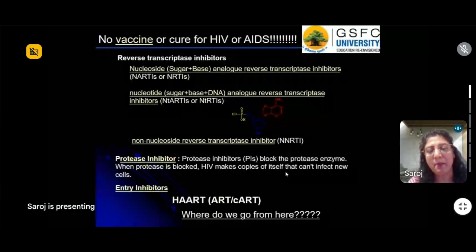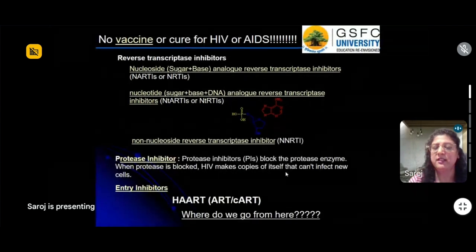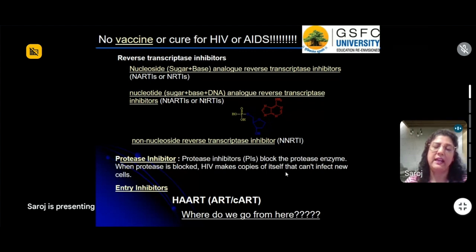So what is the strategy that we have come up with? We have developed something which is called HAART, highly active antiretroviral therapy. It can also be called ART, which is antiretroviral therapy, or CART, which is combination antiretroviral therapy. What does HAART have? HAART is a cocktail of all these things together.